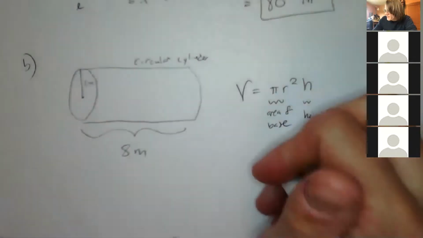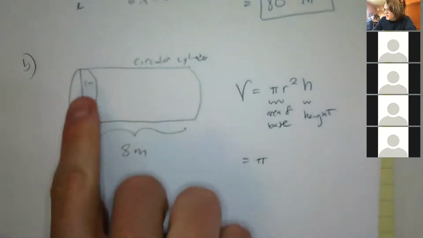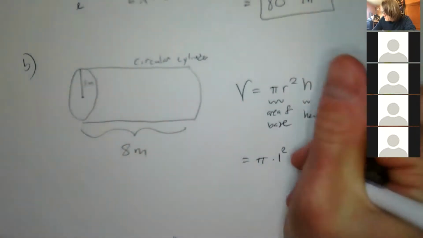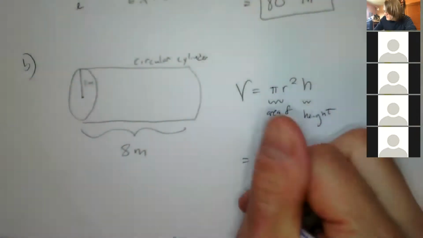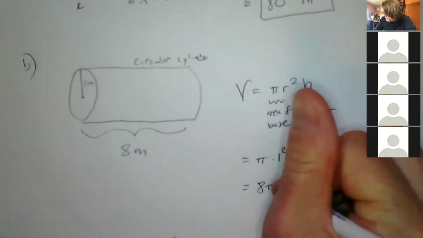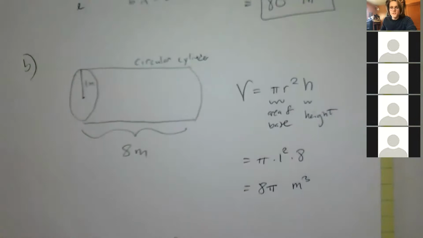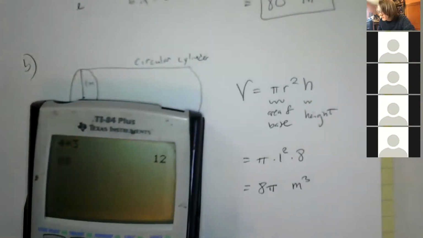So in our case, this is just going to be pi. R is 1 meter. And then h is 8. So it's just 8 pi. And again, it's meters cubed. That's your exact answer. And again, you can use your calculator to get a nice numerical answer.